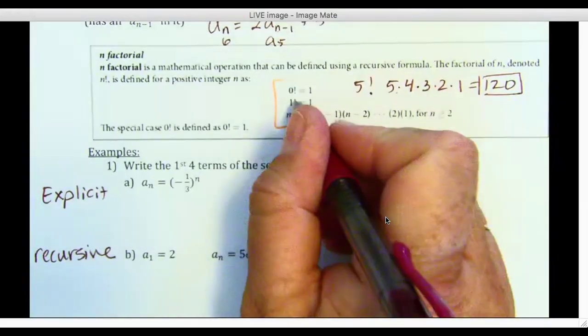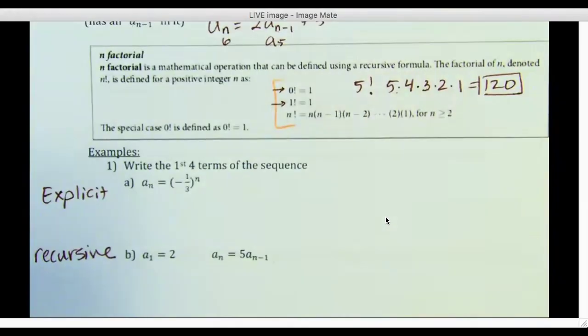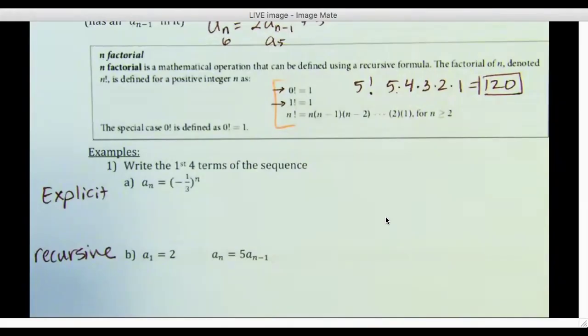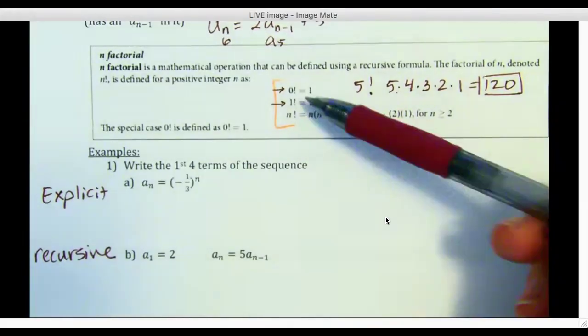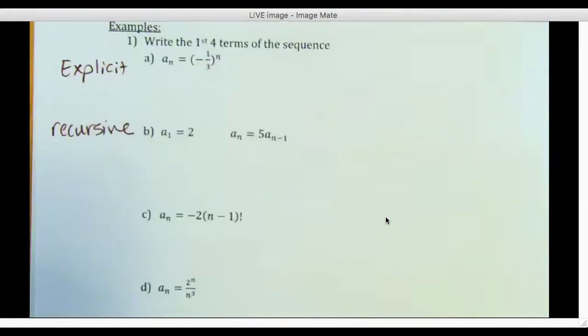Now there's a couple here that we have to define. 1 factorial is just 1. And 0 factorial we also define as 1. If you've ever done permutations and combinations, in those formulas you see why we have to define 0 factorial as 1. All right, let's do a couple examples here.